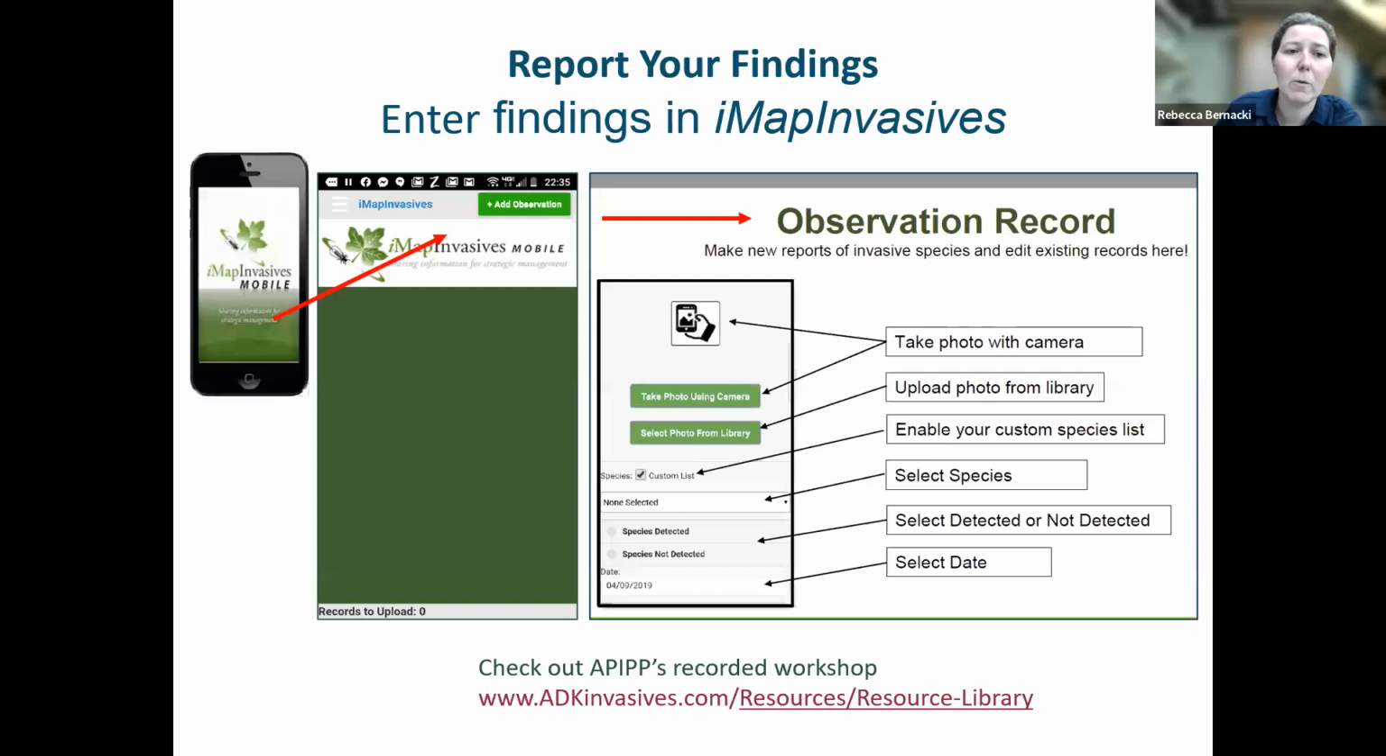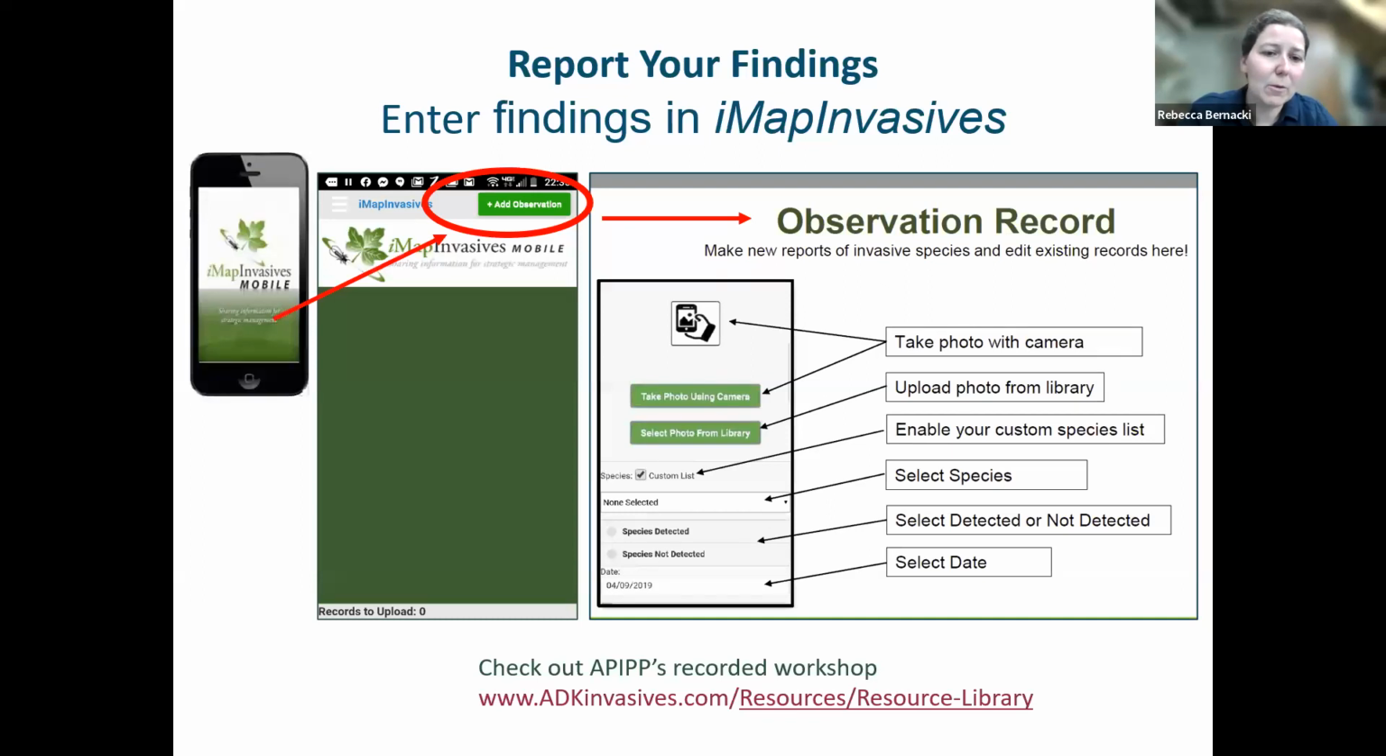So once you have the app downloaded and set up, and if you need help doing that, there's a great recorded workshop on our website. You can also visit the iMap Invasives New York website, and they have gobs and gobs of great resources there to help you get the app set up and installed. But once it is installed, all you need to do is hit that green Add Observation button. The app is then going to prompt you to take a picture of the plant or insect in question. Taking a good picture is really important because that's how we're going to confirm it.